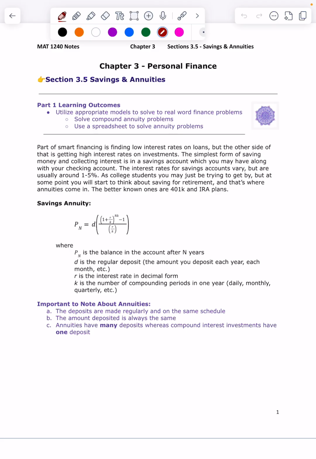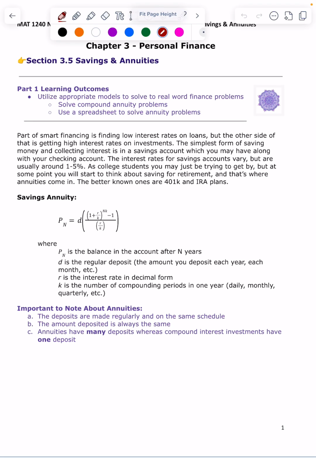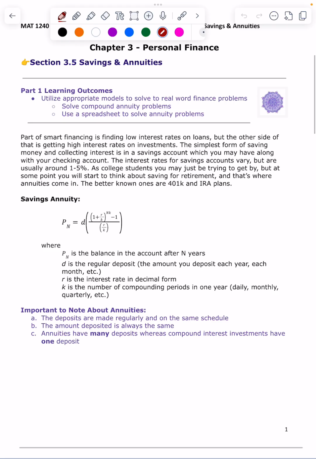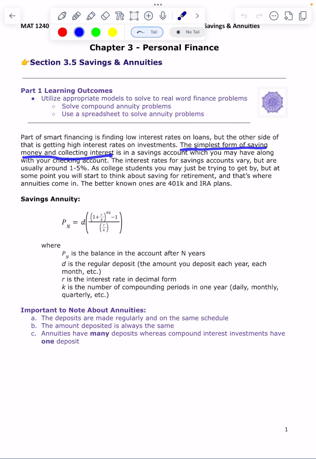But anyway, part of smart financing is finding low interest rates on loans. But on the other side of that is getting high interest rates on investments. The simplest form of saving money and collecting interest is a savings account, which you may have along with your checking account.